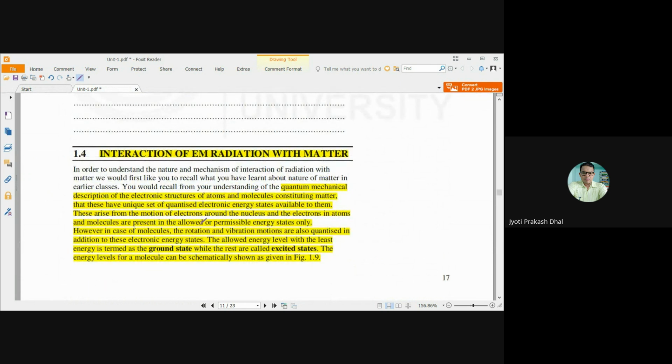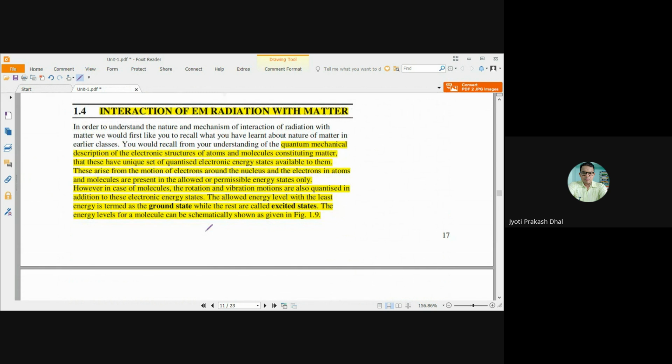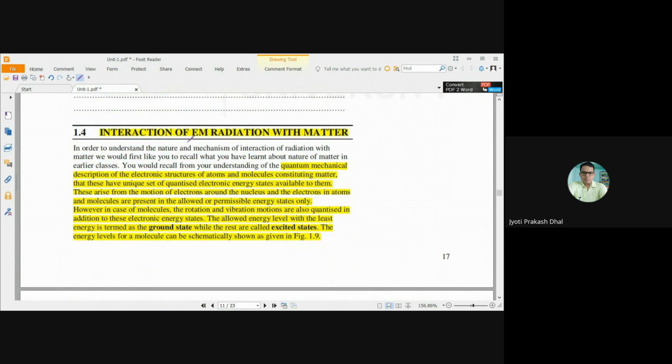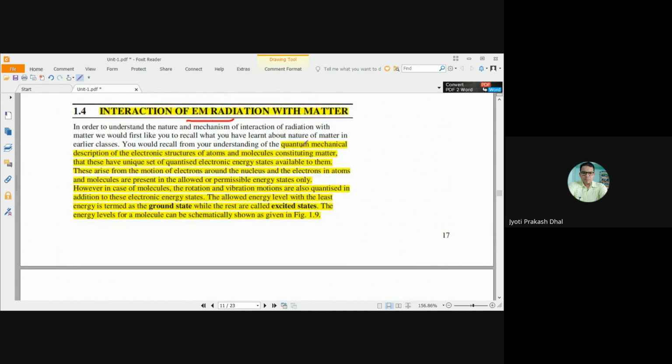Now we will move to our main part, that is called interaction of electromagnetic radiation with matter, that is known as spectroscopy. So spectroscopy is the study of interaction of electromagnetic radiation with matter. Now, the quantum mechanical description of electronic structure of atoms or molecules consisting of matter is that these have a unique set of quantized energy states available to them.